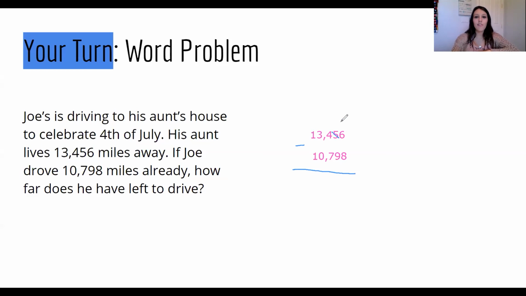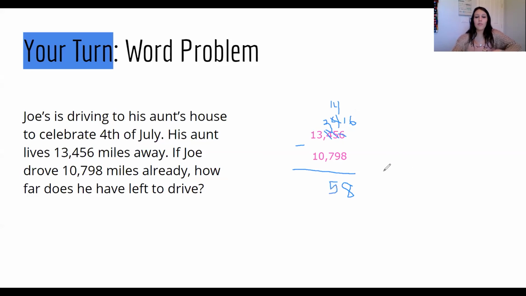So I'm going to cross out my 5, and I'm going to write a 4. And I'm going to cross out my 6, and I'm going to write 16. What's 16 minus 8? 8. Next up, let's look at our tens place. 4 minus 9. Uh-oh, I can't do that. So I'm going to take the 4, turn it into a 3, and then this 4 becomes a 14. What's 14 minus 9? 5, right? I'm going to write a 5.